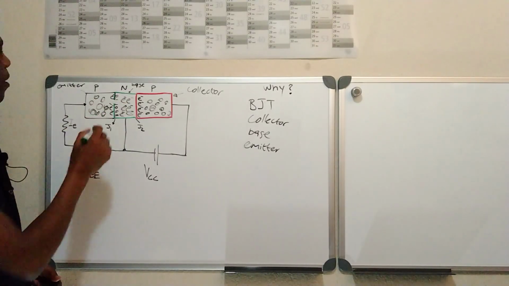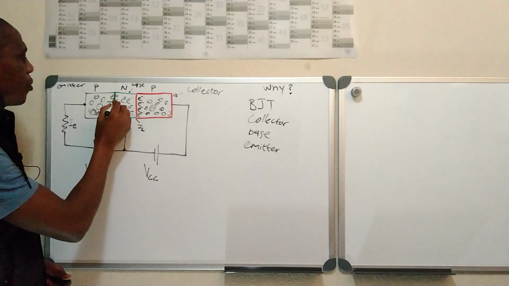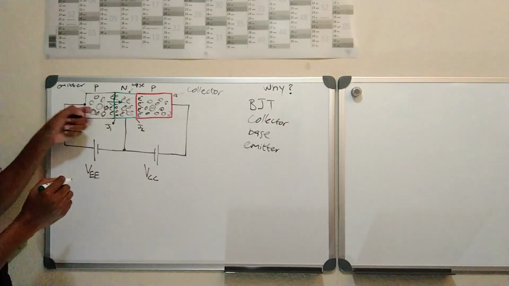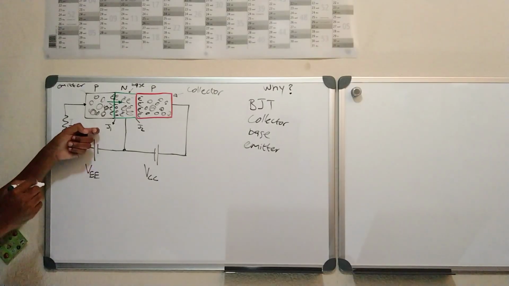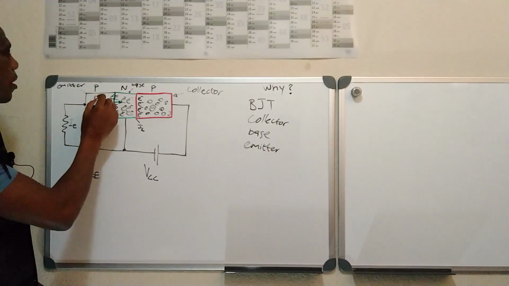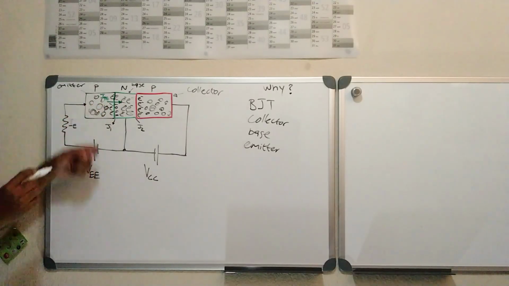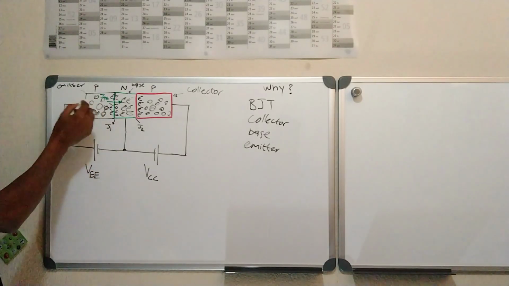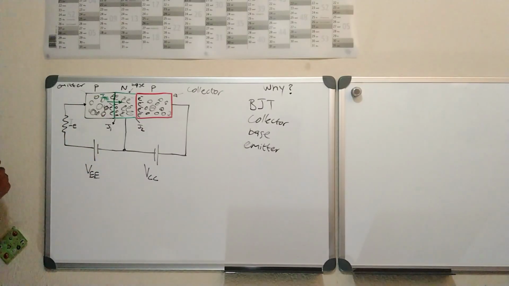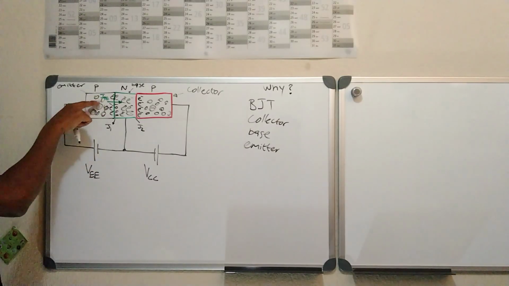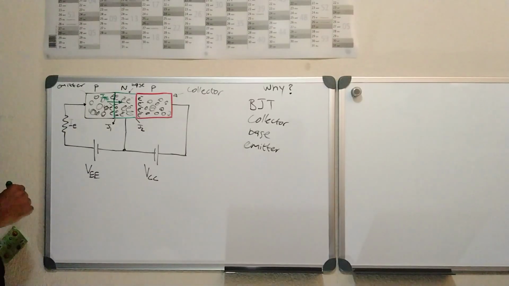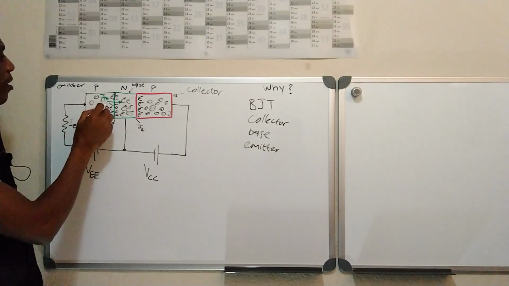Use green. It will force the holes to diffuse through this junction, creating the current. We can call this current IPE. The P is for positive and the E is for the emitter. The I represents the current. The current is denoted by I. So now we have IPE.